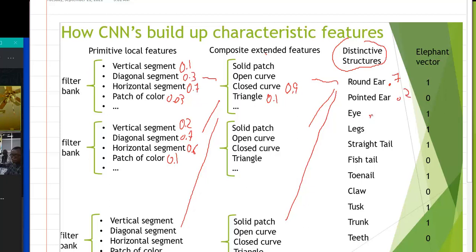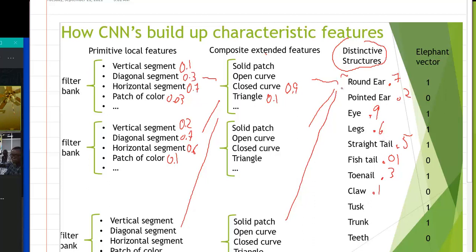For the eye, very high confidence, 0.9. I see something that looks like legs, maybe 0.6. It looks like it has a straight tail, so I'll say 0.5. I don't see anything that looks like a fishtail. That's maybe 0.01. I see some toenails, 0.3. I don't see any claws. That's 0.1, and so on.